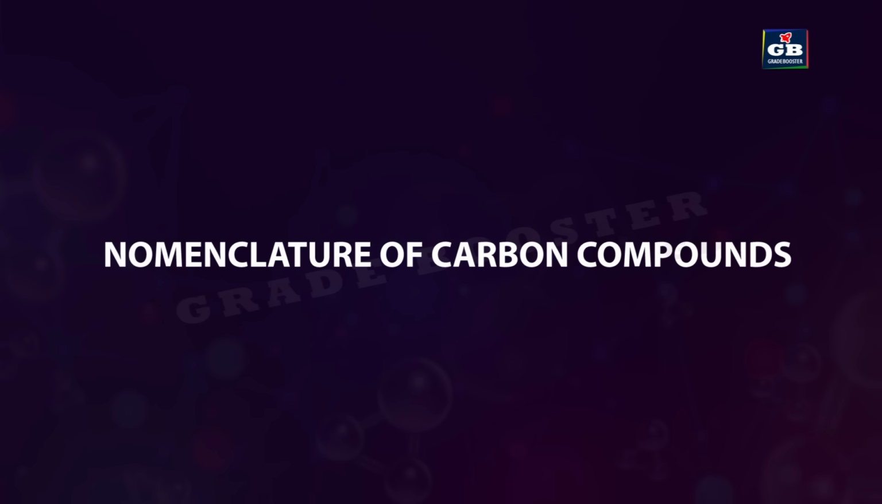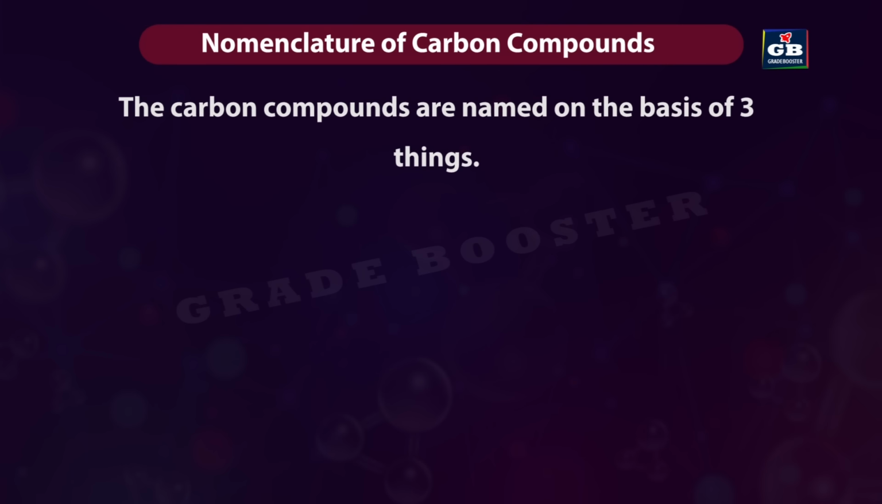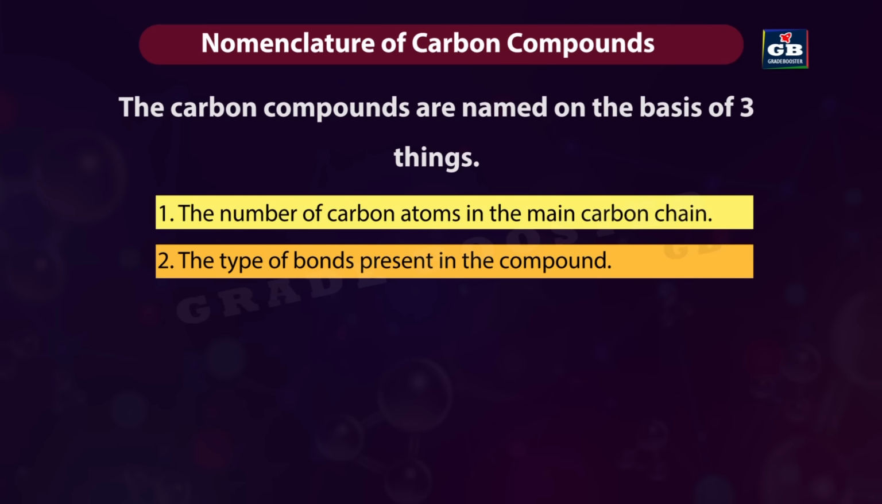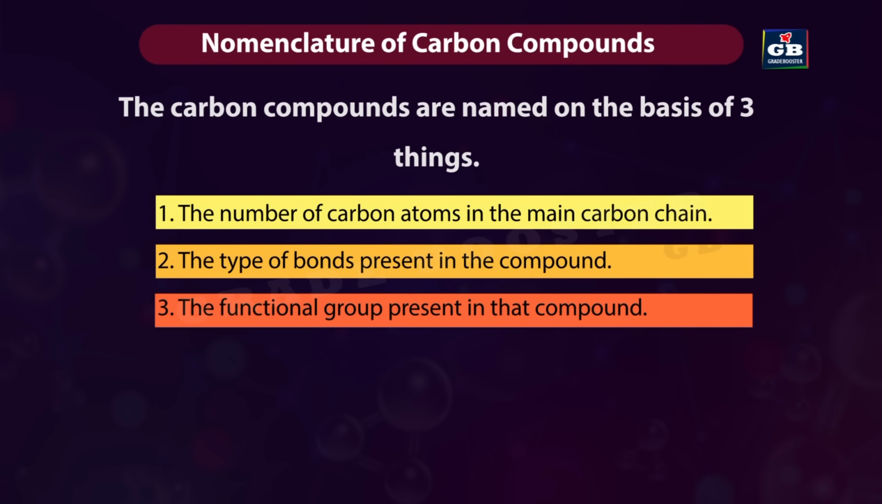Nomenclature of carbon compounds. The carbon compounds are named on the basis of three things. 1. The number of carbon atoms in the main carbon chain. 2. The type of bonds present in the compound, that means single, double or triple bonds. 3. The functional group present in that compound.